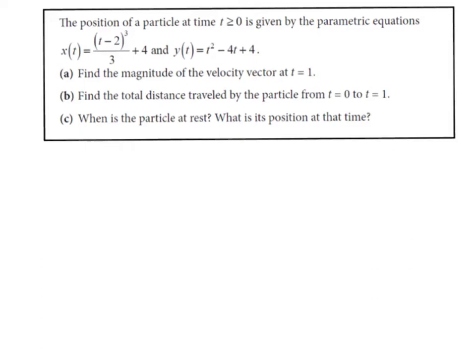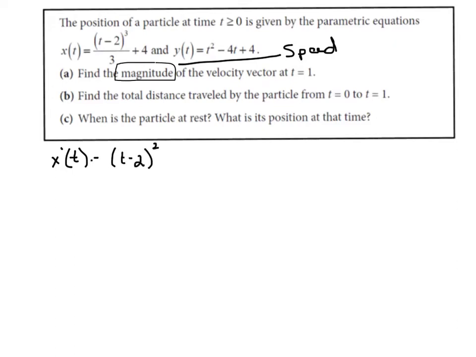Now, this is kind of a weird way of saying this. Remember, the magnitude of velocity is really just speed. That's all this is saying: what's the speed? So we need the velocity vector. So, x prime of t, we bring the 3 out front and it would cancel with the bottom, so we'd have t minus 2 squared, like that. y prime of t would be 2t minus 4.